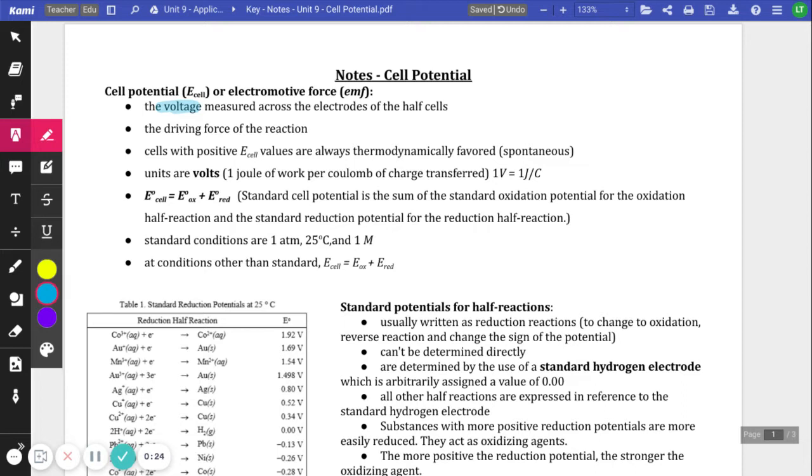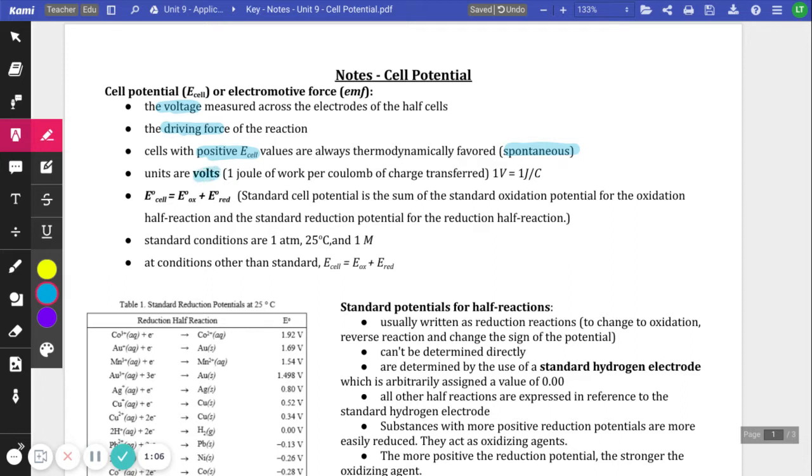But really, cell potential is the driving force of the reaction. It's the pull of the electrons across the wire, or sometimes the push of the electrons across the wire, but it causes our reaction to take place. We can also think of cell potential as being spontaneous and non-spontaneous. Anything that has a positive cell potential, or E cell, is always going to be spontaneous, or thermodynamically favorable is our better word to use there. Whereas if it has a negative cell potential, it's going to be non-spontaneous.